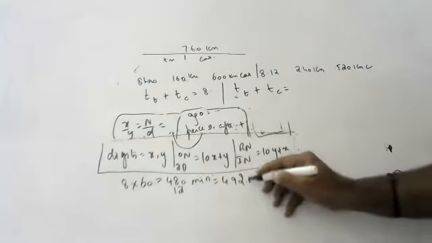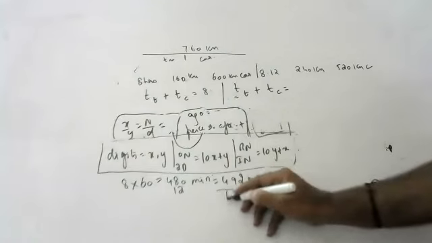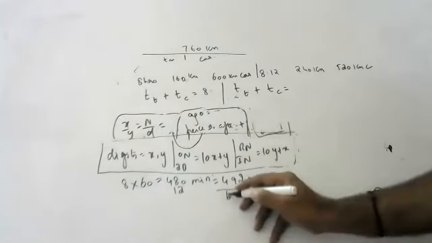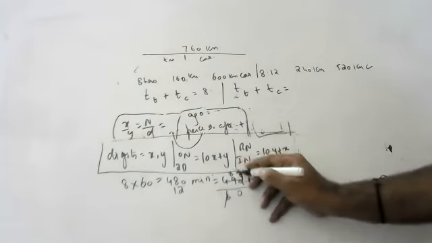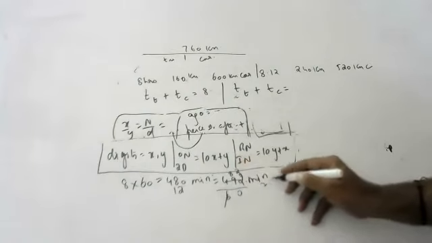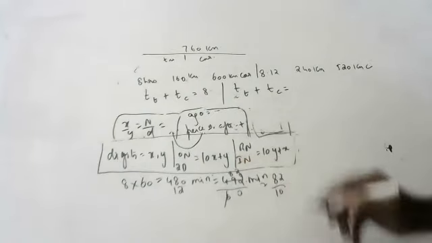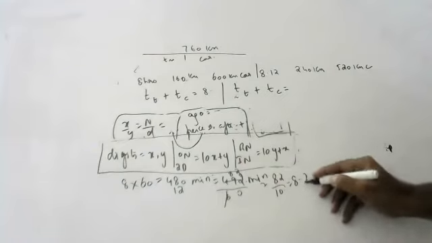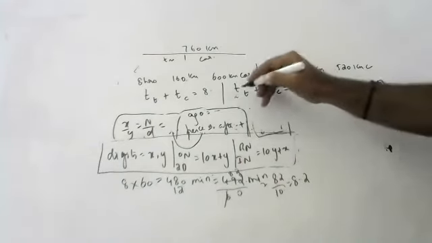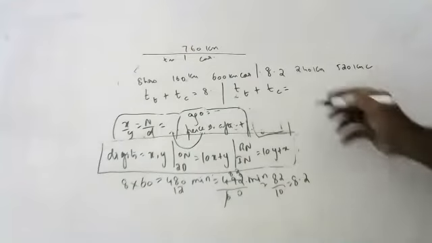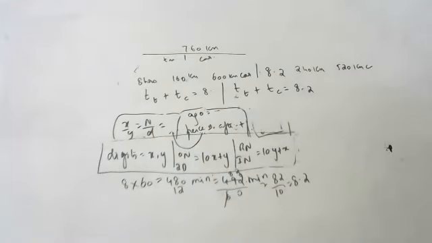How to convert minutes to hours? Divide by 60. Minutes to hours, divide by 60. So 6 8s are 48, 6 2s are 12. So you are getting 82 by 10, children. 8.2. So this will be 8.2. Okay, children.